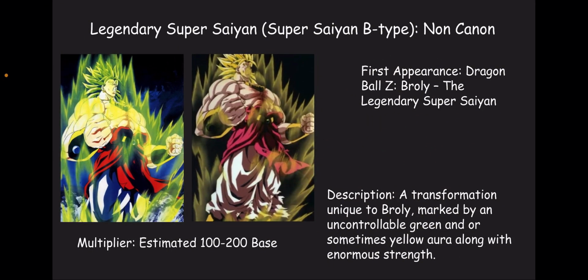Then we have the legendary Super Saiyan transformation, famous by DBZ Broly and DBZ Broly only, also known as Super Saiyan B type. I put this around 100 to 200 times base because it is definitely stronger than Perfect Cell, or maybe not much stronger, but probably about as strong as Super Saiyan 2. Perfect Cell, I think, was definitely stronger than DBZ Broly.